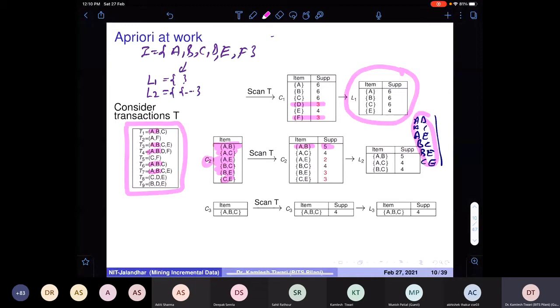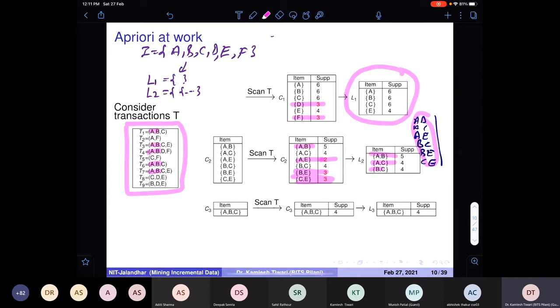Similarly, you find out what is the support for AC, AE, BC, everything; you will be able to get these numbers. Again, here we can see that since we want the number to be greater than 3, these three things don't qualify to be frequent. Who are the frequent? I think frequent are AB, AC, and BC. AB, AC, and BC, they are frequent.